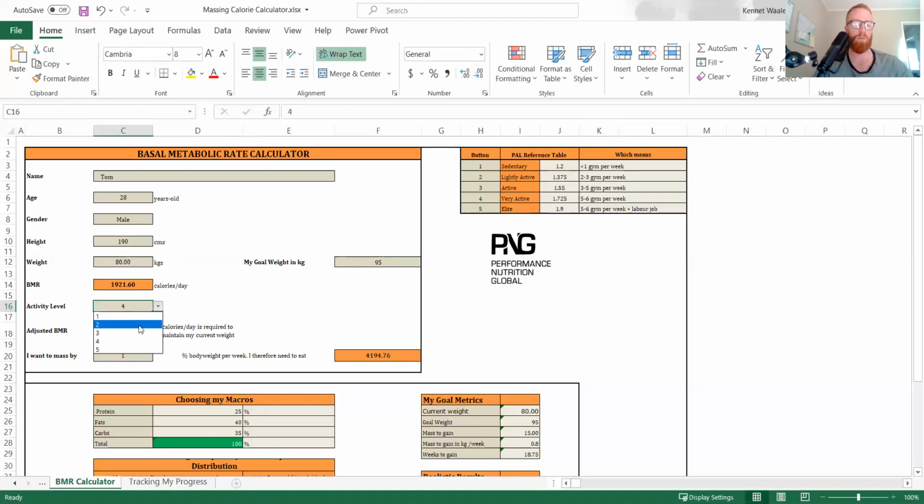I would then put the number 2 in there. And if you just paid attention, you would have seen that when I put 2 in here, this number here went down. So if I put 4 in here, you'll see that this number here goes up. We'll leave it as 2 for now.